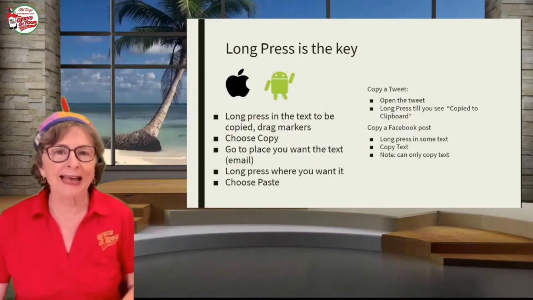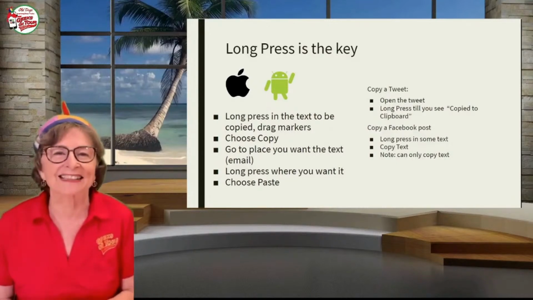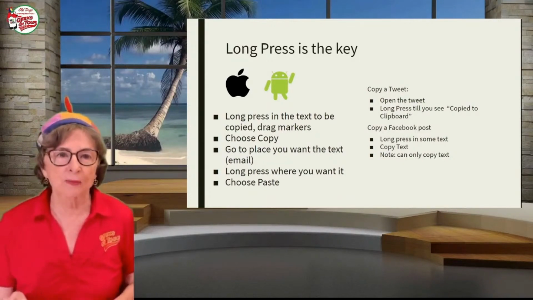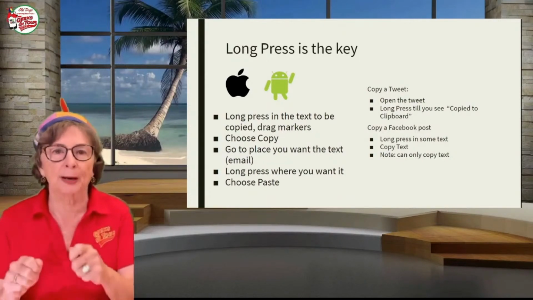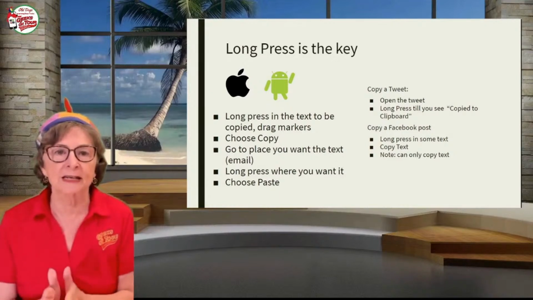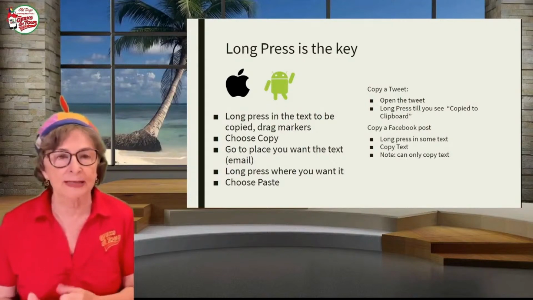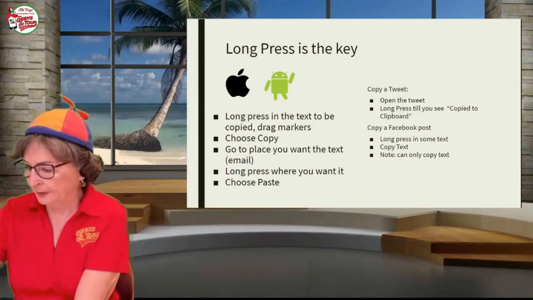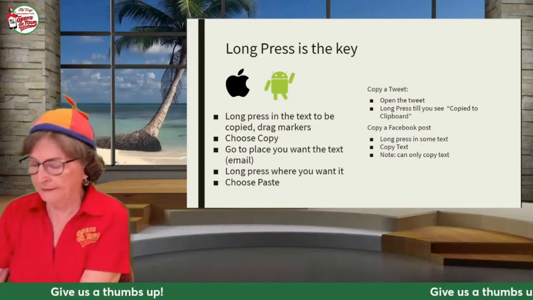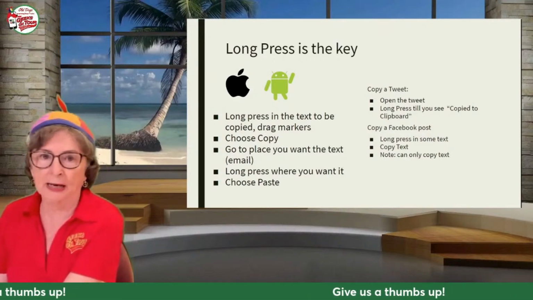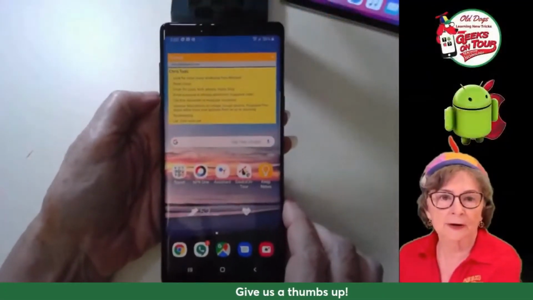On both Apple and Android mobile devices, it works exactly the same. Isn't that nice? And long press is the key. So you long press until some little markers pop up. You drag them to what you want to see. Then you choose copy. It'll pop up on the screen. Go to the place you want the text and long press and paste. Let me show you how. They say it works exactly the same on iPhone and Android. I'm going to show you on my Android Samsung phone.